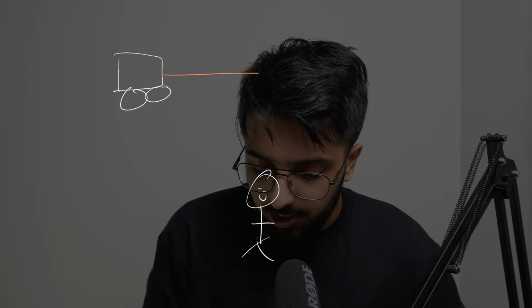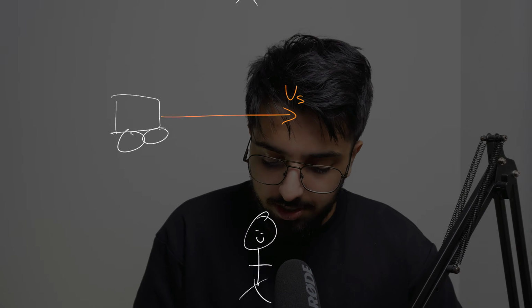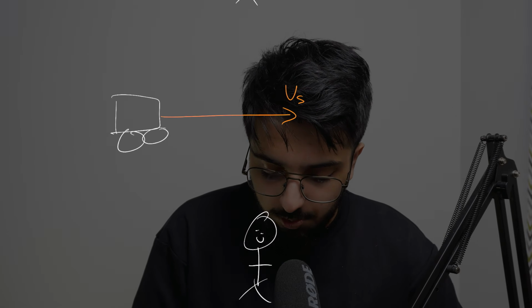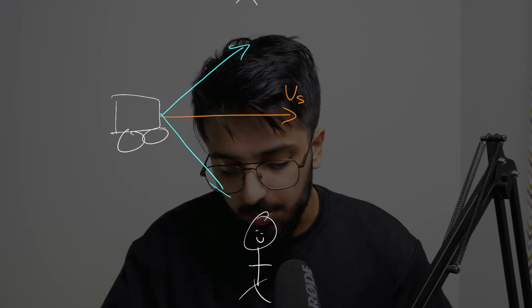So again, we have our car here, and then we have our observer. This car is moving this way. Its velocity, the velocity of the source, we can split up into two components. So we will have a component coming up this way and a component coming down this way.